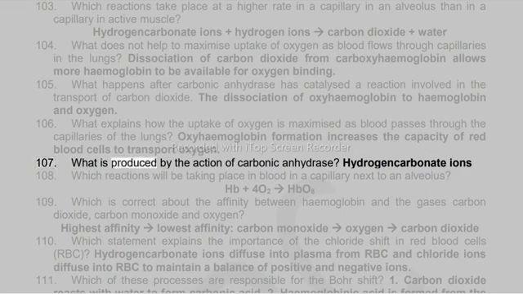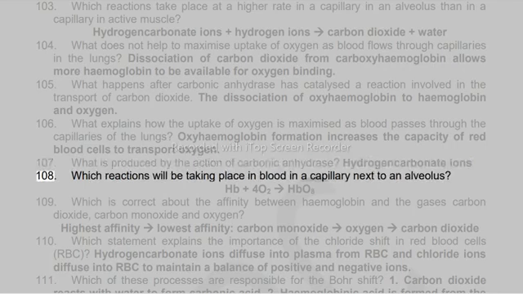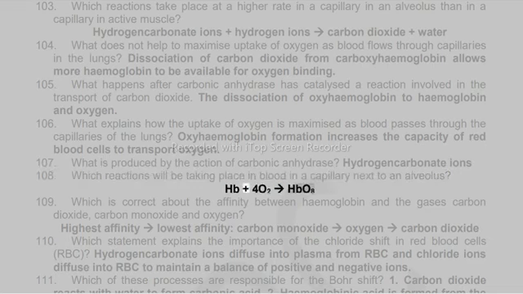107. What is produced by the action of carbonic anhydrase? Hydrogen carbonate ions. 108. Which reactions will be taking place in blood in a capillary next to an alveolus? Hb plus 4O2 gives HbO8.